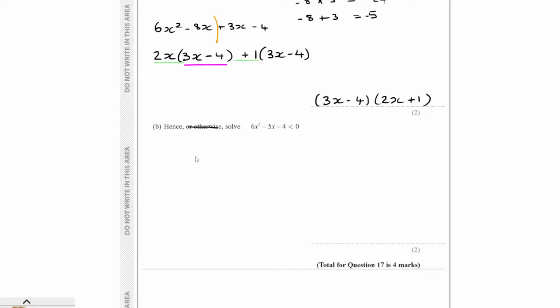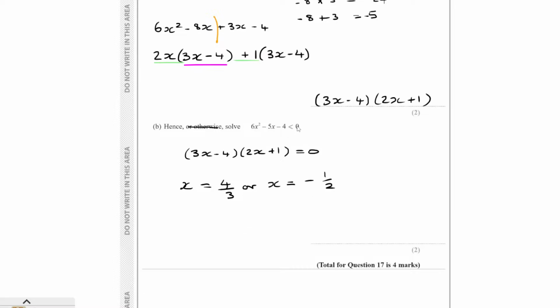Now, I like to just put it equal to 0 for now, and then I'll bring the inequality back at the end. So I'll solve it based on just being an equation equal to 0. This is the same as this, isn't it? Just a different format. So solving it, I need to get x is 4 over 3 for the first bracket, or x is minus a half for the second bracket. Okay, hopefully you know how to solve quadratics from there.